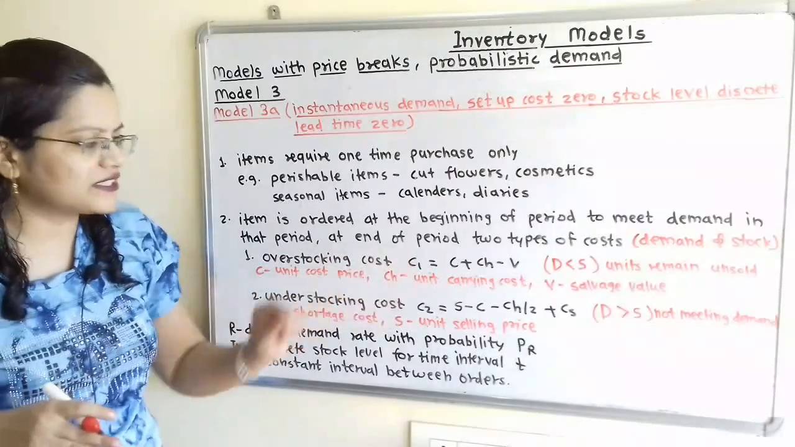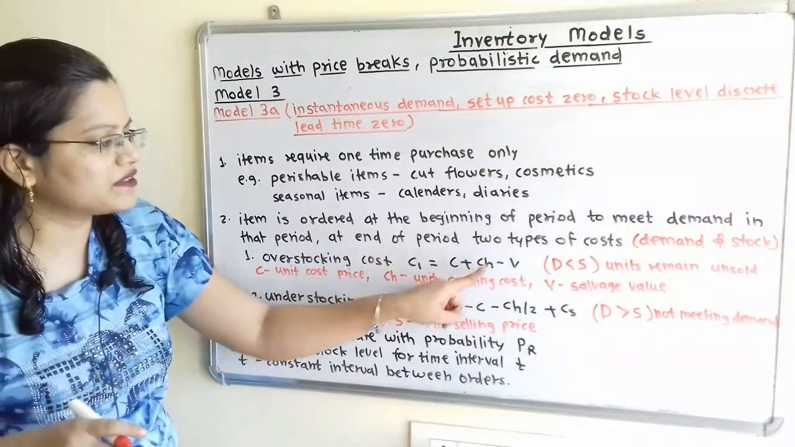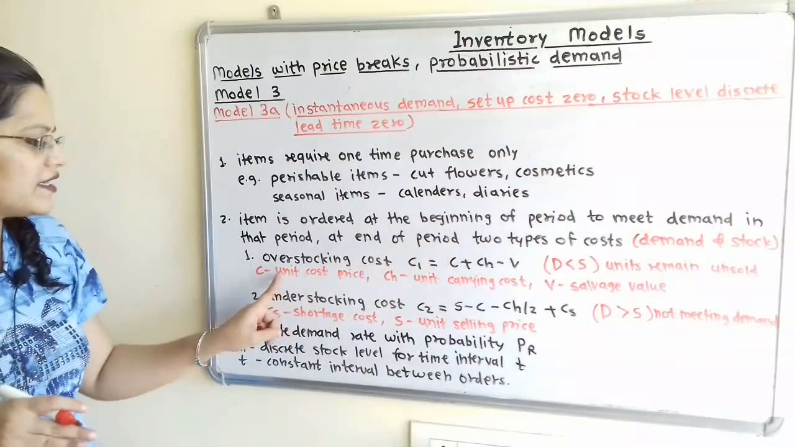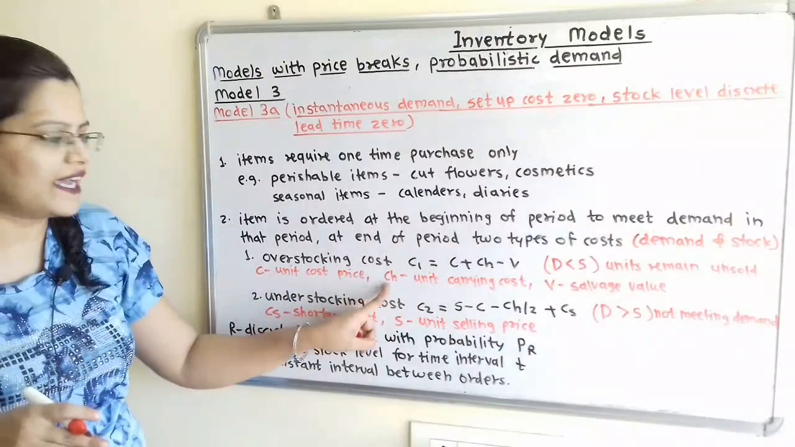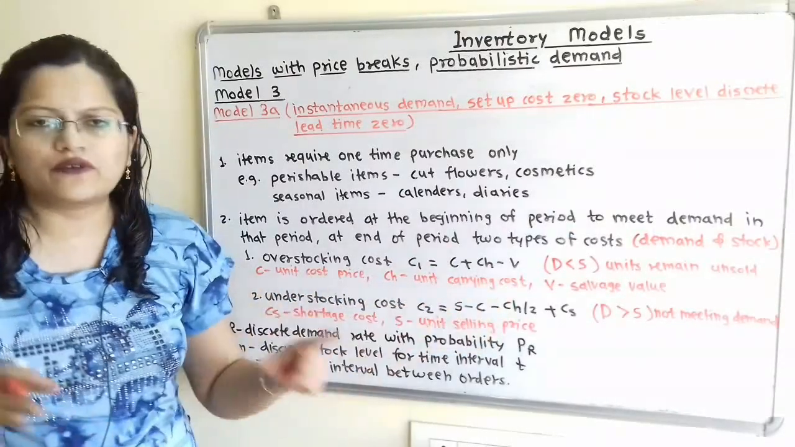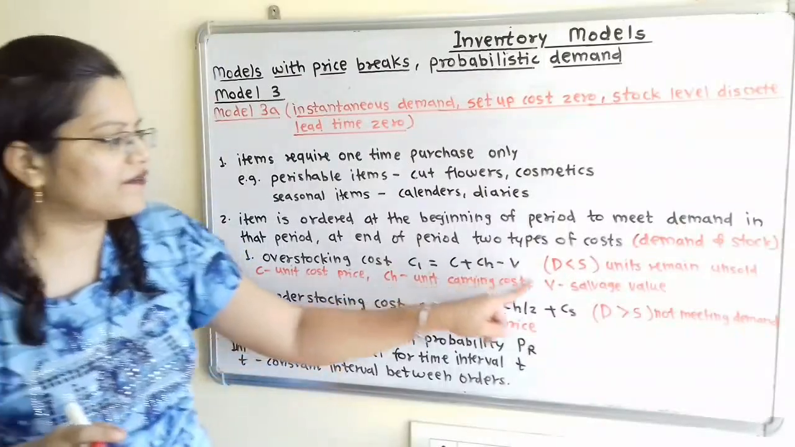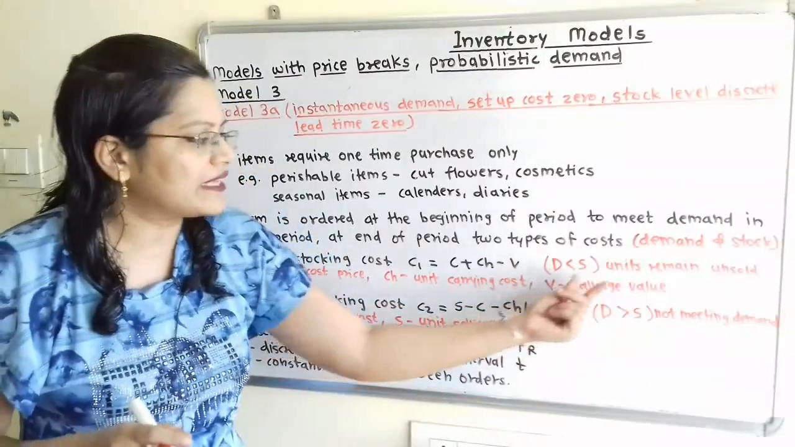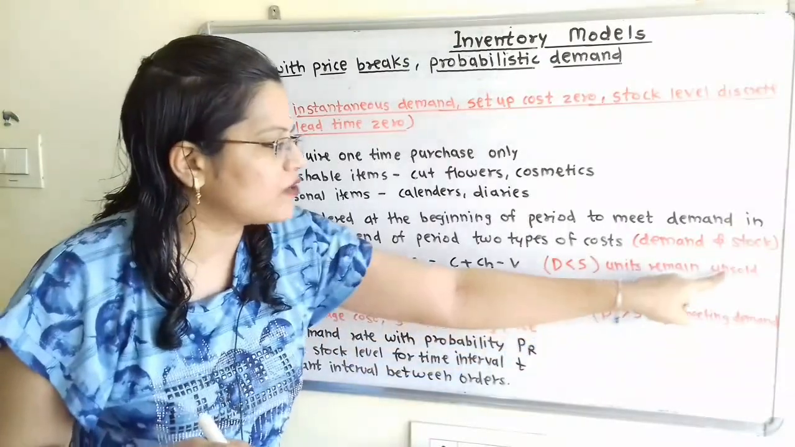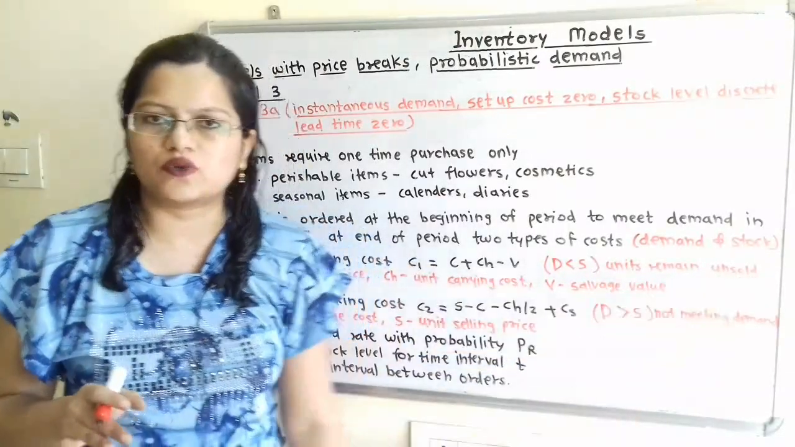Its notation is C1. So C1 is equal to C plus CH minus V. C is the unit cost price, CH is the unit carrying cost, or we can also say holding cost, and V is the salvage value. Salvage value means the value for a unit that remains unsold.